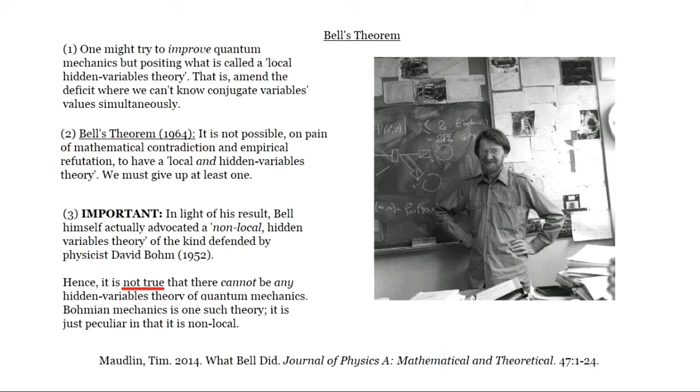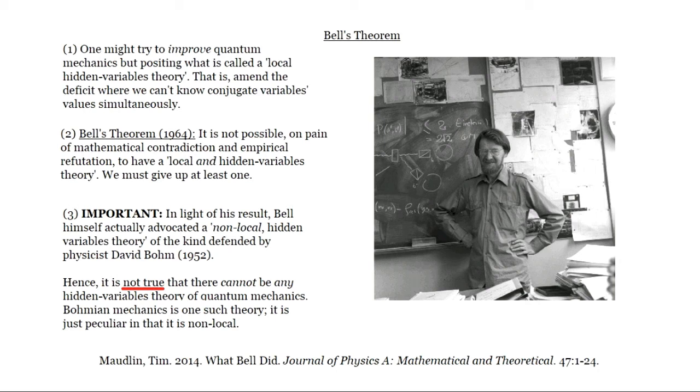So before we get into Bell's theorem, it's important to note some common confusions, of which I myself also was confused about prior to learning about this. Common confusions about what Bell's theorem says. For example, some people think that Bell's theorem shows that there cannot be any hidden variables theory of quantum mechanics whatsoever, but this is arguably incorrect. In fact, in light of his own result, Bell himself actually advocated a non-local hidden variables theory, which, if you look again at bullet point number 2, you'll see is consistent with Bell's theorem.